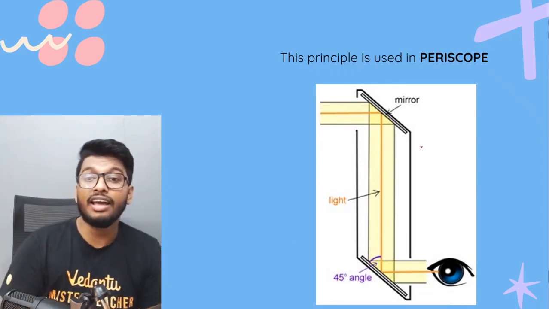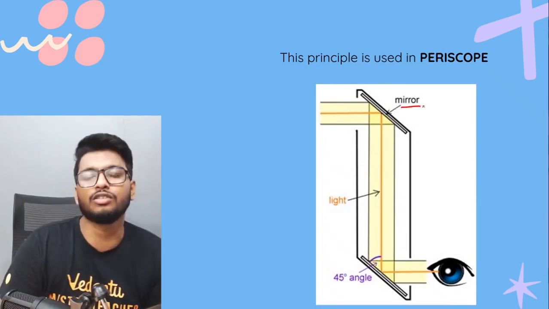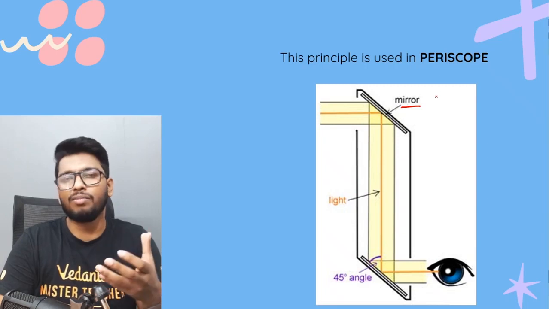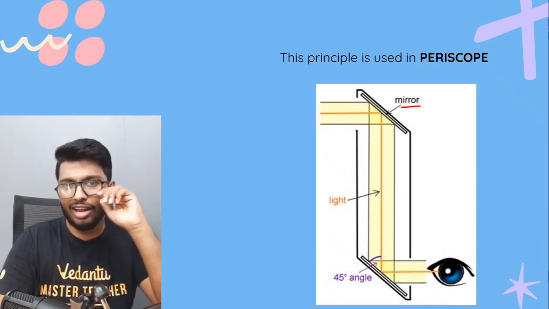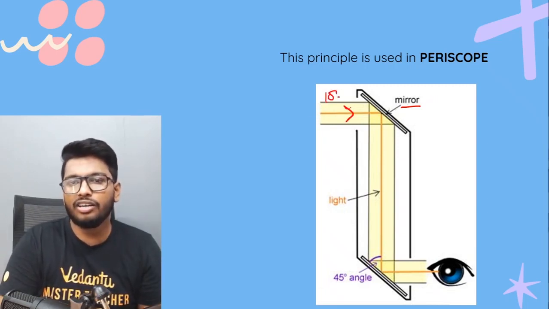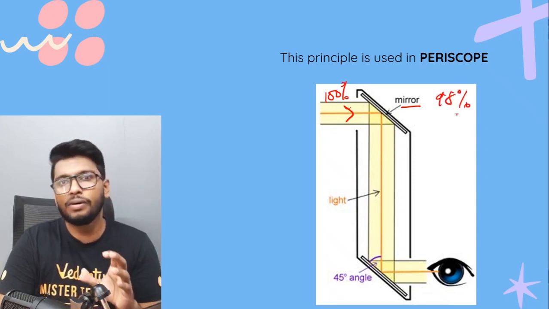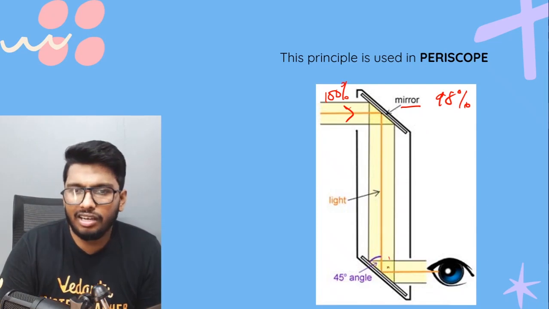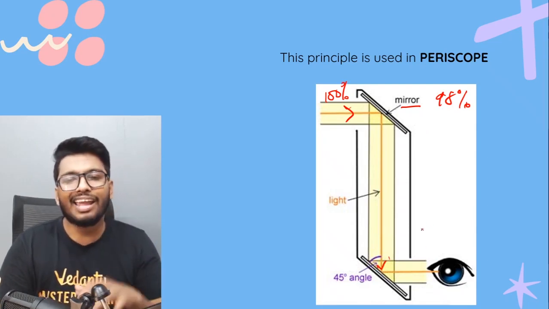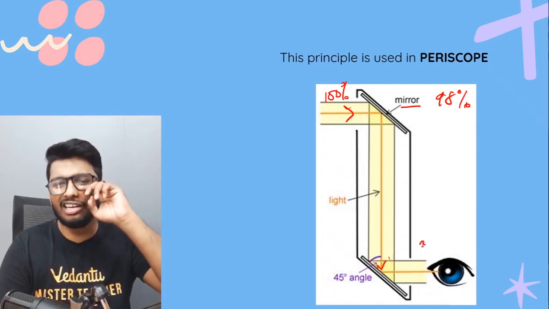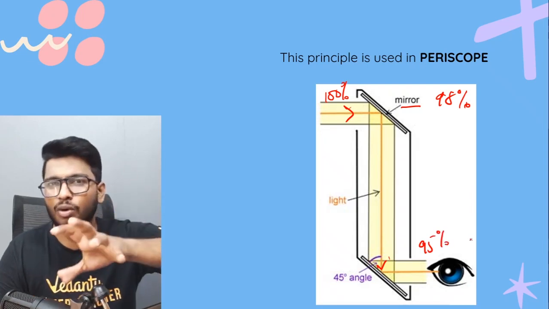In periscopes, the problem is that if you use mirrors, let's say 100% of light is falling on it, out of which maybe around 98% is getting reflected back. 2% is getting lost. And once that 98% falls over here, again 2% is lost. So roughly about 95% or 94% is what is reaching your eyes.